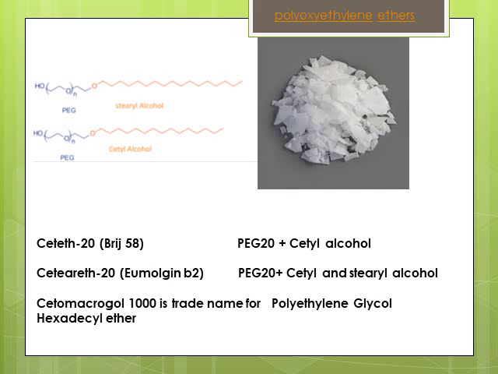Ceteth 20 has a commercial name of Brij 58, which is PEG 20 attached to cetyl alcohol only. On the other hand, ceteareth 20, with the commercial name of Eumulgin B2, is a PEG 20 attached to cetyl and stearyl alcohol. Now, depending on who manufactures this material, you could have a different ratio of cetyl and stearyl alcohol in the excipient. Or maybe the manufacturer will offer different grades of ceteareth 20.